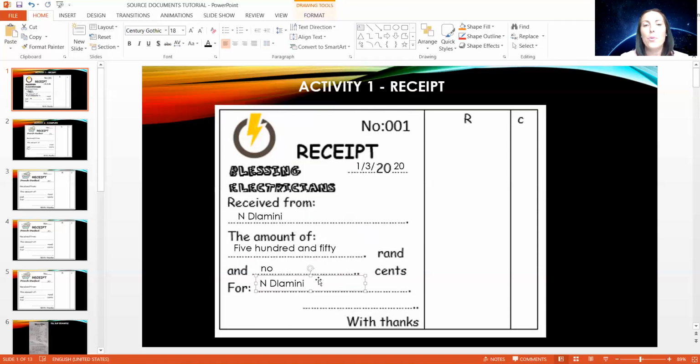Right, and then we need to write down why we received that money. That is very important, because when later on we complete our journals, we need to know why this receipt was issued. Why did we receive this money?